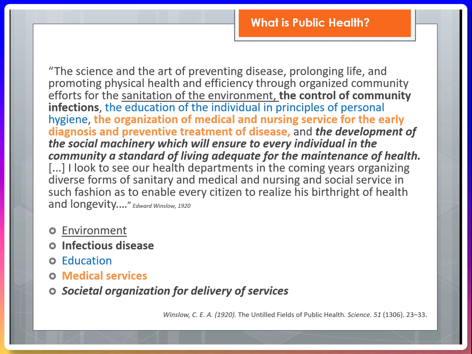So one expectation about living in a civilized society is healthy living conditions. That would include clean air, safe water, healthy food, access to medical care. And all of these things are outlined in this definition. So you can see sanitation of the environment. That has to do with environmental health. We have the control of community infection, which is infectious disease. We have education, the education of individuals. We have medical services, the organization of medical and nursing services, and then also societal organization for the delivery of these services.